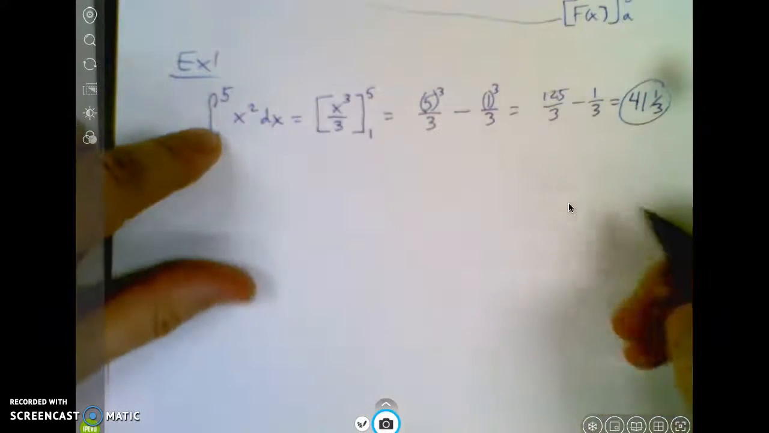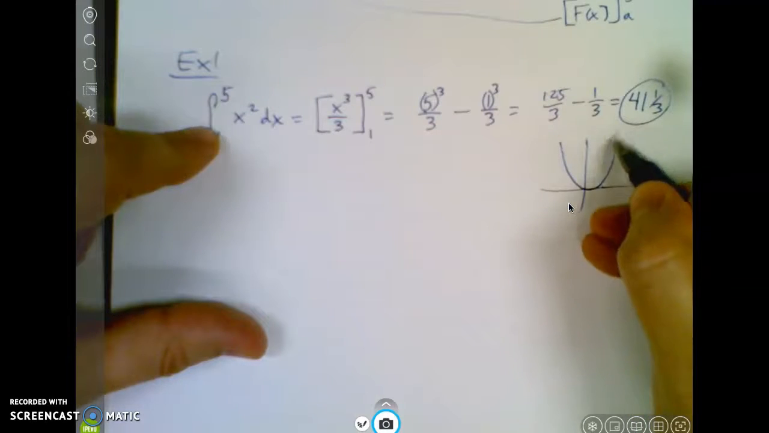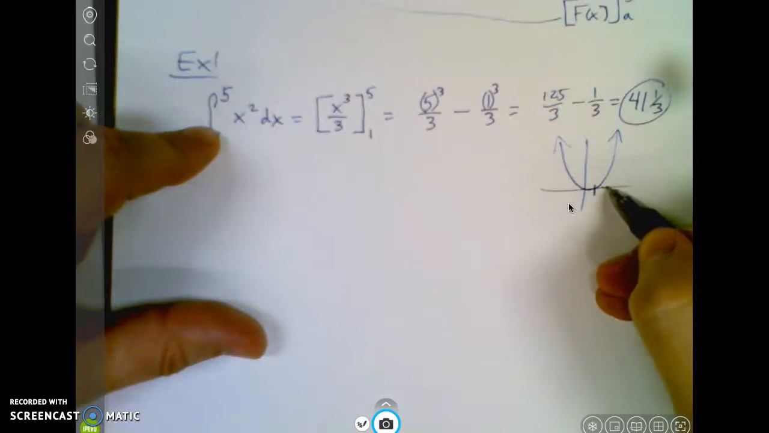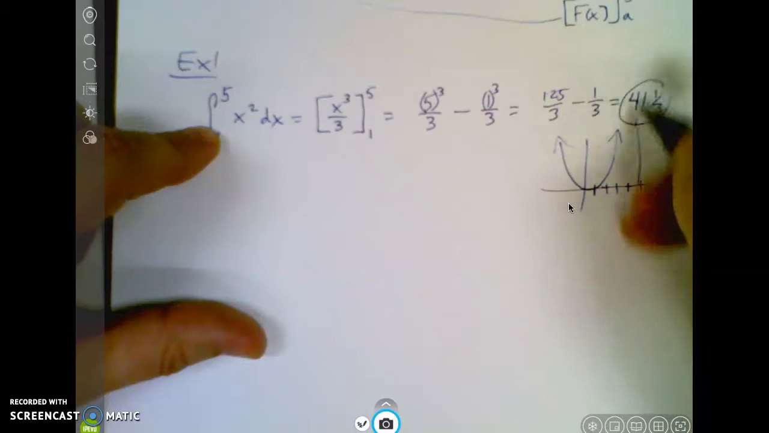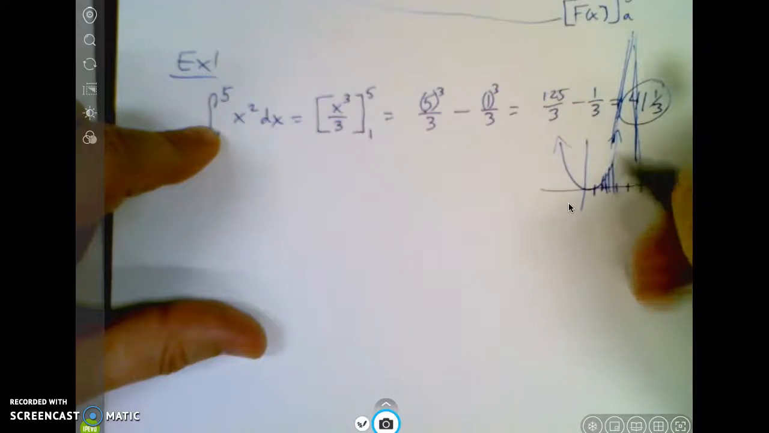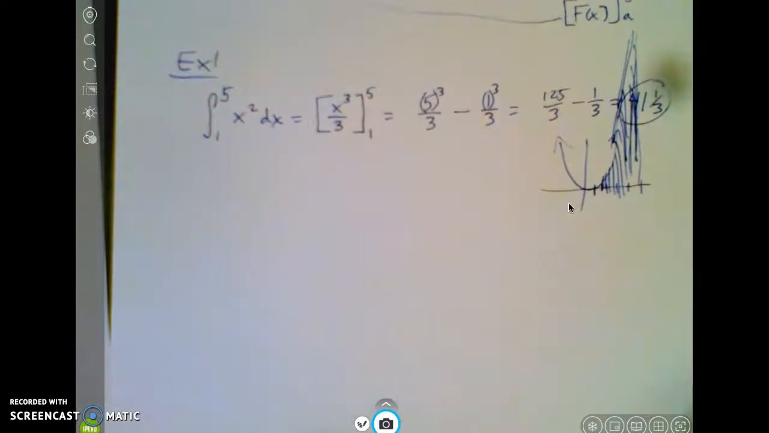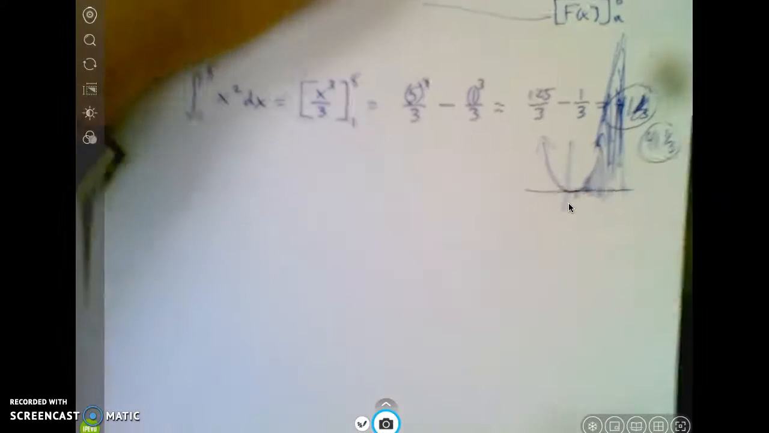So if you thought about it, you know what x squared looks like, right? It looks like this. Well, if I took the area from 1 to 5, imagine that crazy shape. It would be like this. It's kind of like a triangle, but it's curvier. The area of that crazy triangle is going to be 41 1/3 units squared. Cool. That's what we find.